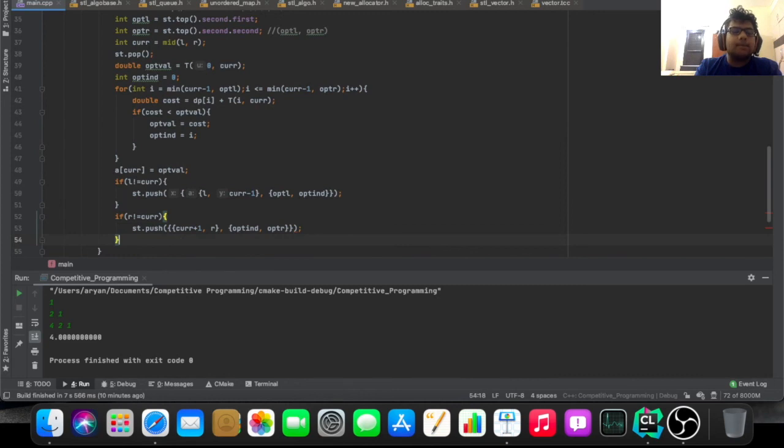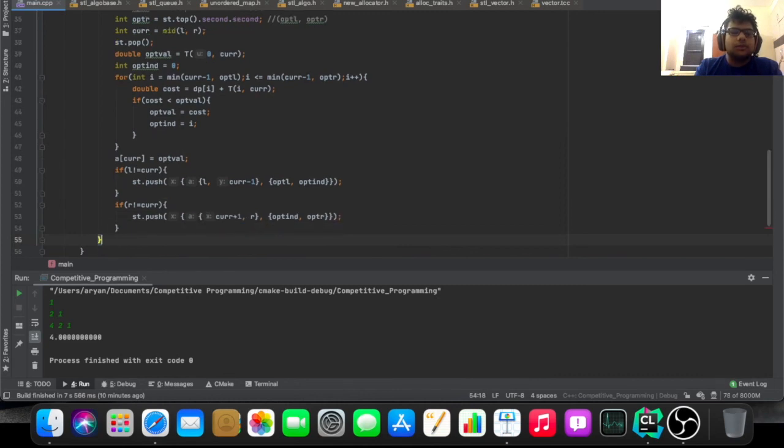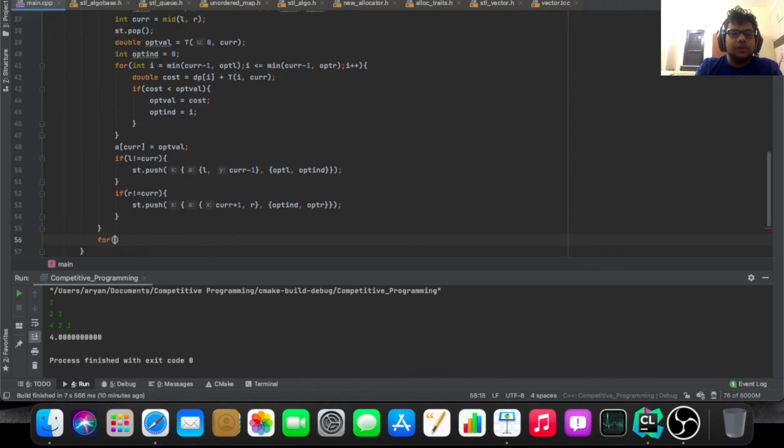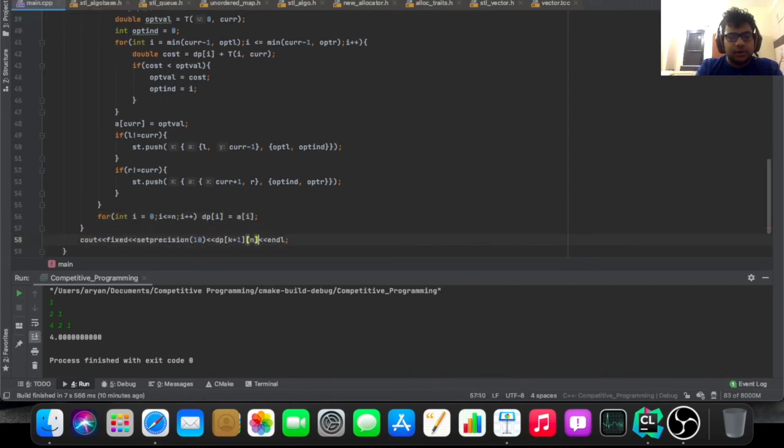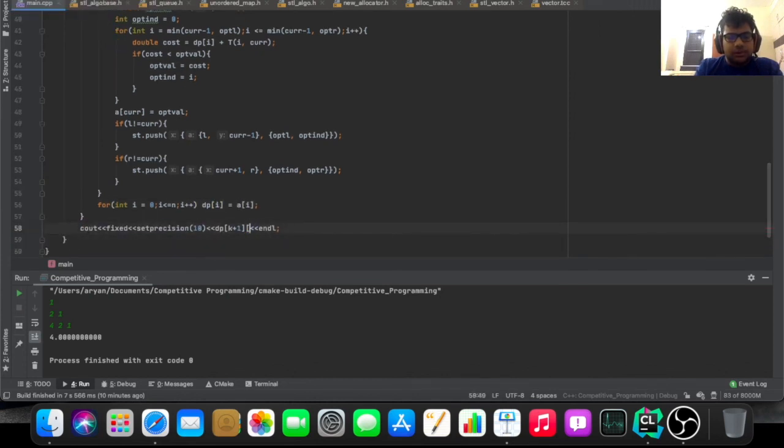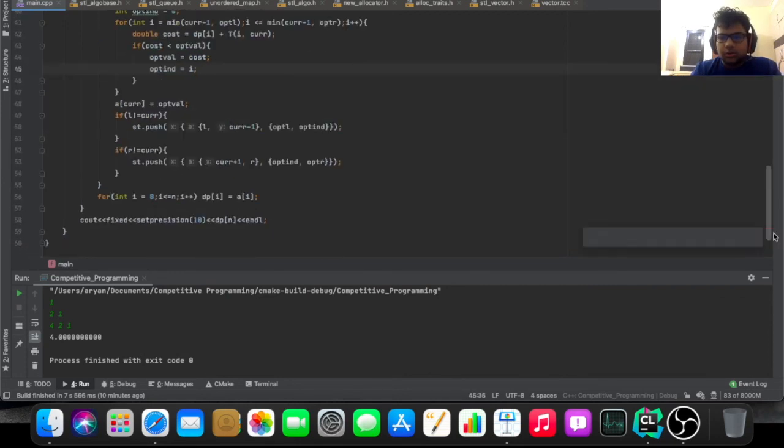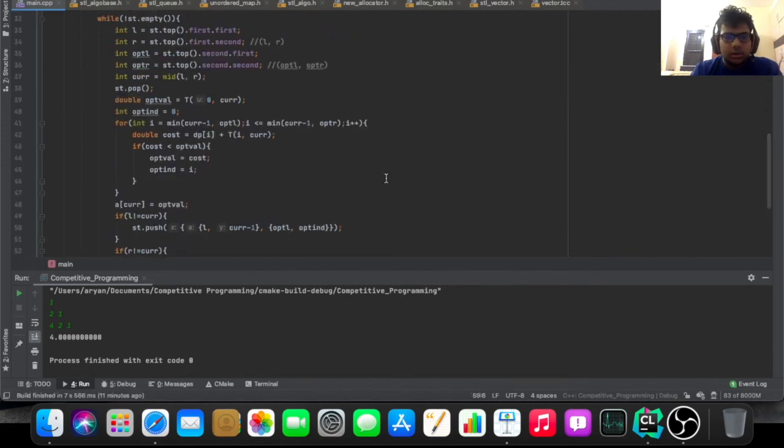Yeah, this should be sufficient. And then we just need to copy everything. So we just need to do DPI is equal to AI at the end of our divide and conquer. And obviously we need to replace this with DPN. So there was an issue here. Okay, that's solved. So let's try this out.